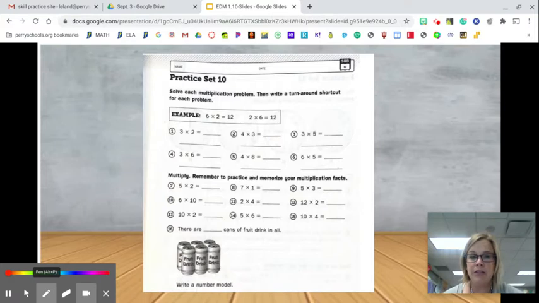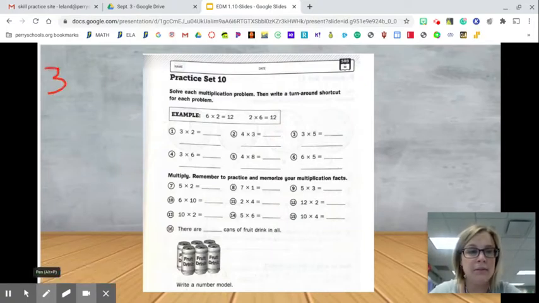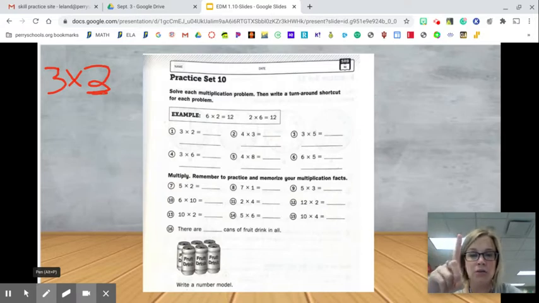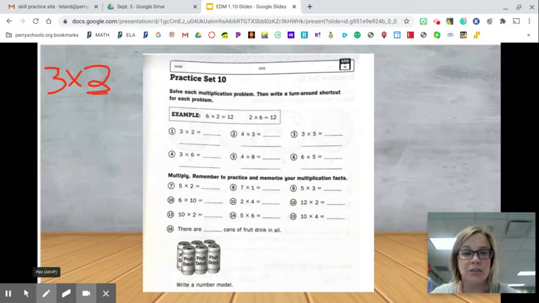The way that I like to solve multiplication problems, if it's a 2, 5, or a 10, I like to count by 2, 5, or 10. So if it is 3 times 2, I'm going to count by 2s 3 times. So I'm going to say 2, 4, 6. I got to 3 times, and my answer, my product, is 6.